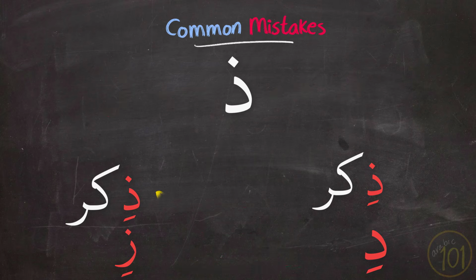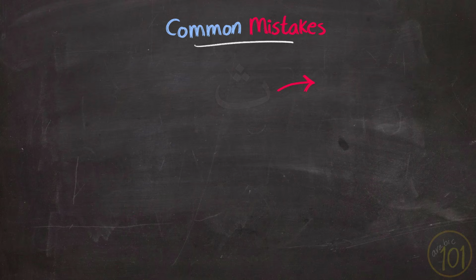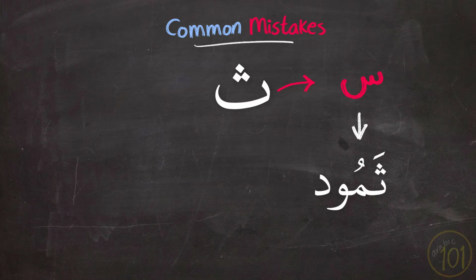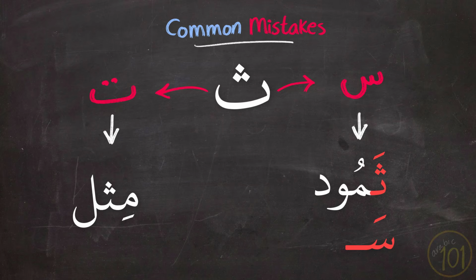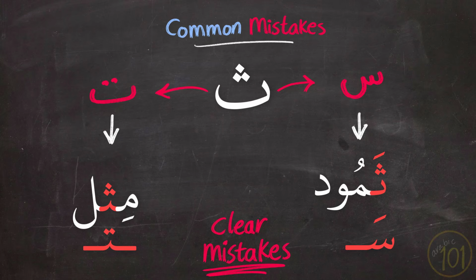The final mistake is when producing tha, some learners mispronounce it as seen. So instead of saying thamud, they would say samud. And others make the mistake of pronouncing tha as ta. So instead of saying mithl, they would say mithl. And these two are clear mistakes that should be avoided at all times when reciting the Quran.